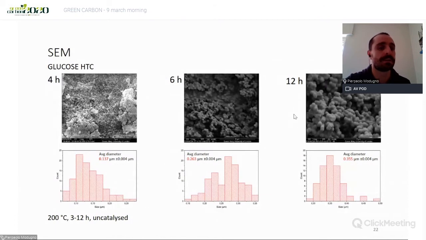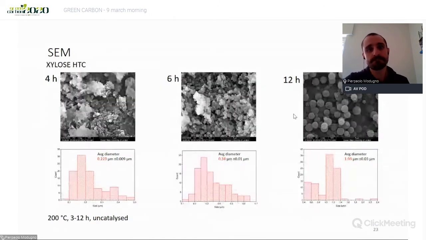So for glucose-derived hydrothermal carbon, we see that the average diameter is much smaller at the same reaction time, but still, as the reaction time proceeds, we see that the particles have a tendency to fuse into each other. Xylose, on the contrary, doesn't have this tendency to fuse into each other as the reaction proceeds. So we see that the carbon particles grow in diameter at longer reaction time, but they still remain relatively spherical in shape.